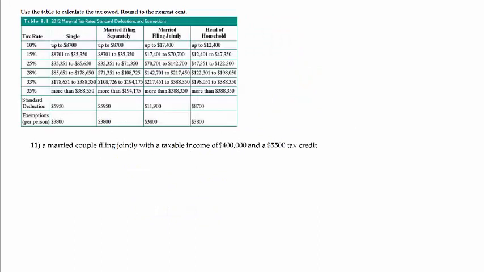For number 11, use the table to calculate the tax owed. I'm going to have to figure out my taxes. Again, we have a number of different columns depending upon who it is. First I notice that I am a married couple filing jointly, so I'm going to be using this column right here. Now I want to know what else I have: an income of $400,000 and a $5,500 tax credit.